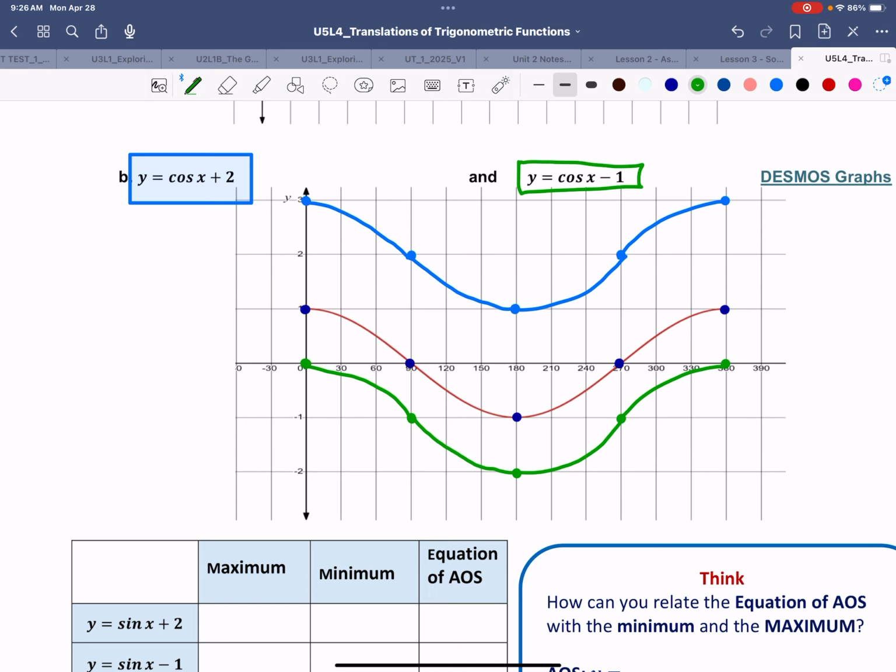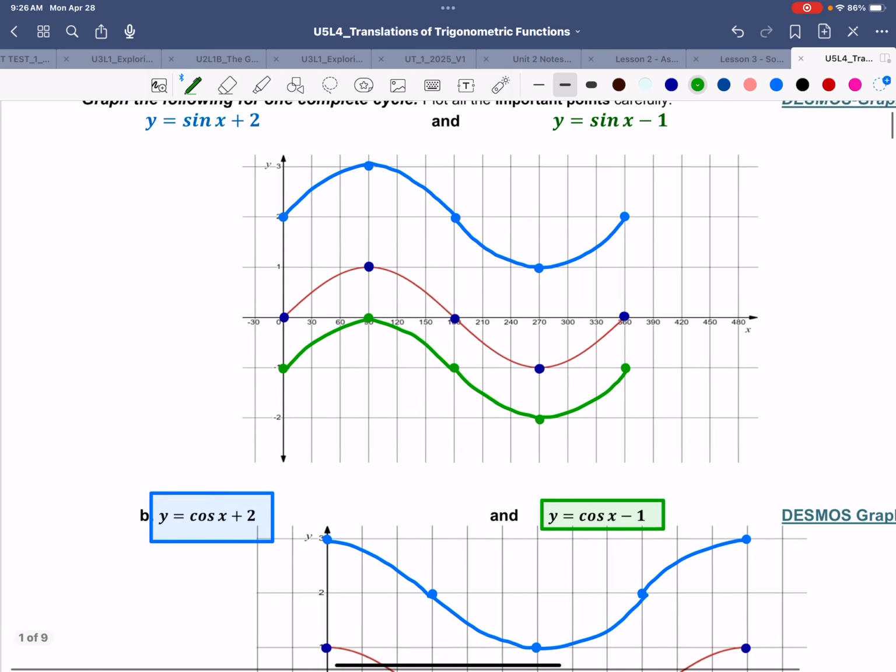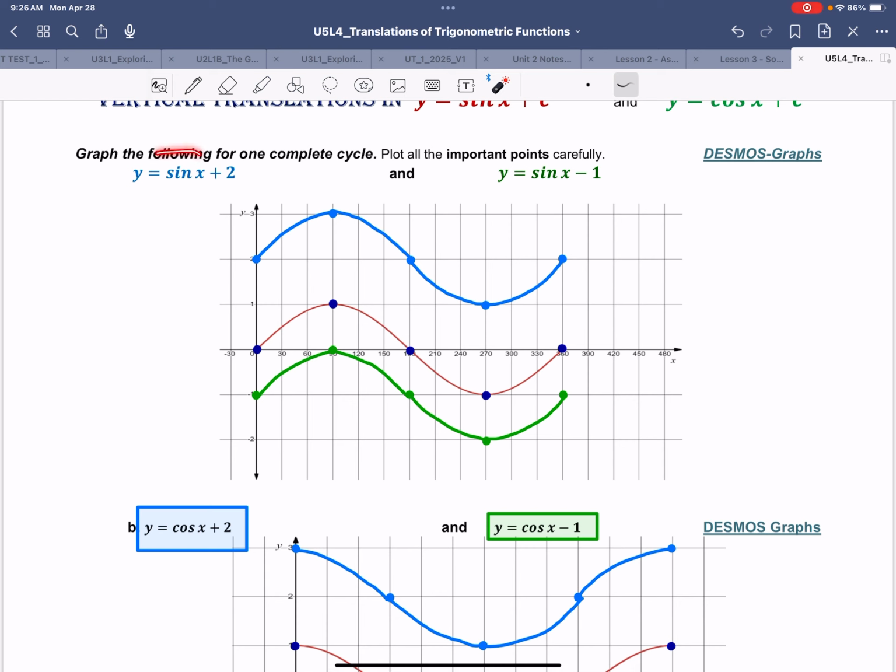Now, if we were to describe these transformations, then we would say that for sine of x plus 2 or cosine of x plus 2, the basic graph has undergone the vertical translation. For short, we write vertical translation, VT, of 2 units up. And for sine of x minus 1 and cosine of x minus 1, we're going to say that the basic graph of sine or cosine underwent the vertical translation of 1 unit down.